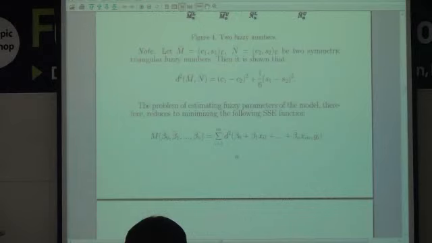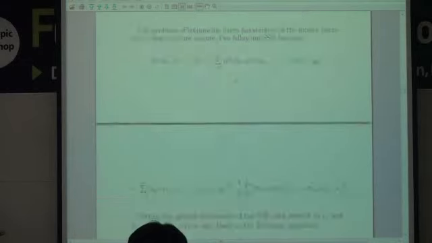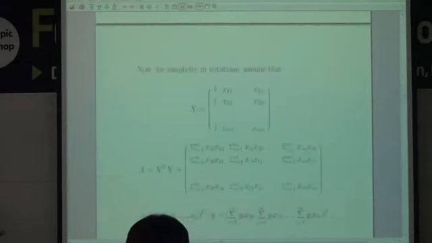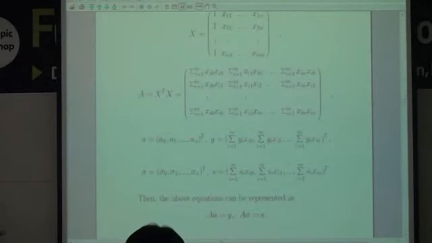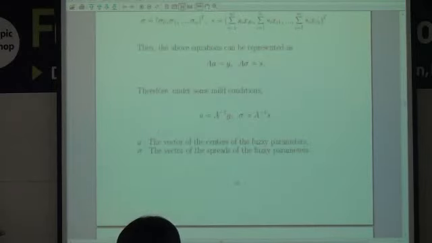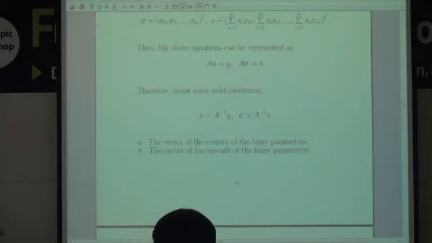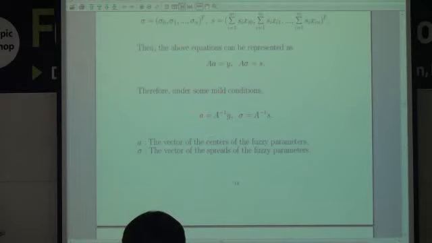So, similar to a statistical approach, we want to minimize the sum of distances between the observed values and the estimated values, the sum of square errors, similar to the statistical one. By using matrix notation, we can simplify these arguments, and finally we lead to such matrix equations. By solving these matrix equations, we can find the center and the spreads of the parameters of the model.